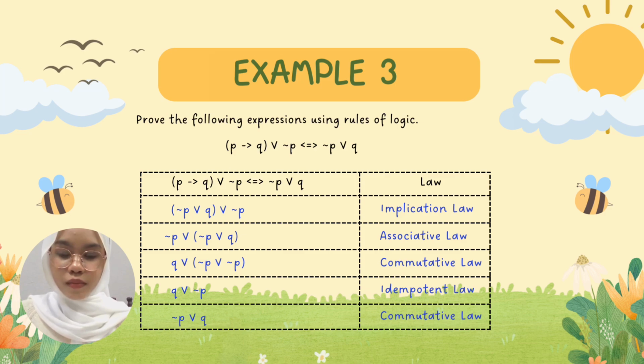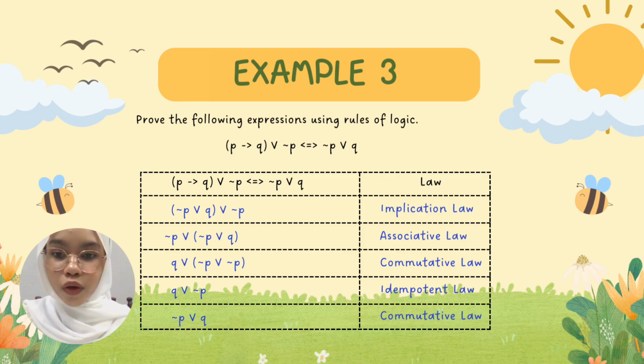So I will explain example 3. The question is: prove the following expression using rules of logic. We have the equation (P implies Q) or not P is logically equivalent to not P or Q. So we are using laws to express these rules of logic. First step is (not P or Q) or not P, using the implication law.